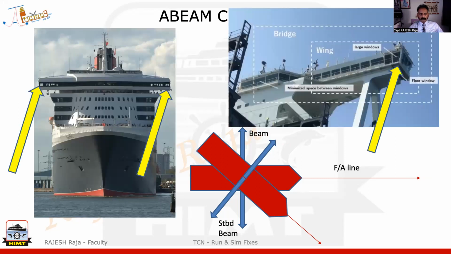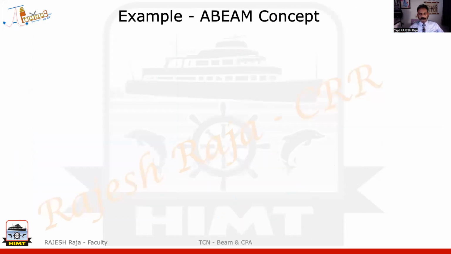Just for the sake of beginners and those people who have difficulty in grasping, like pre-sea boys and DNS boys, please see here, these are the bridge wings of a vessel. When a navigator stands on that, we always consider that when a vessel or an object comes in line with our bridge wings, it is called a beam. This is how you will be reporting and taking your actions also. That is how it works.